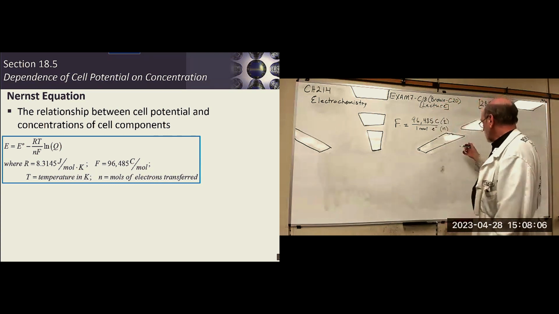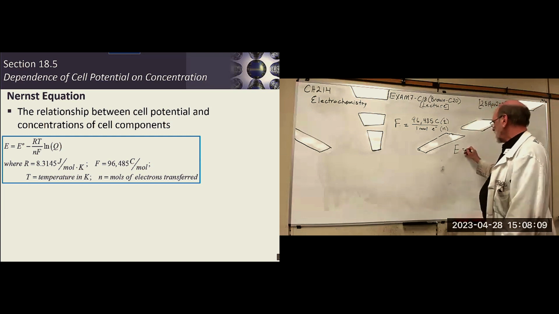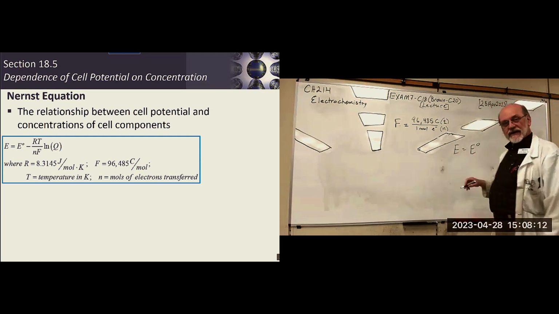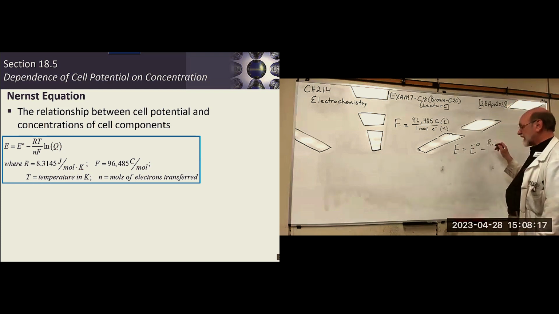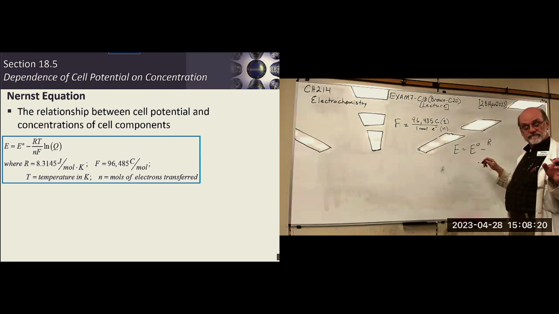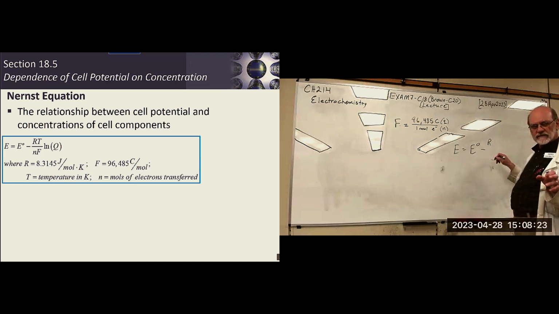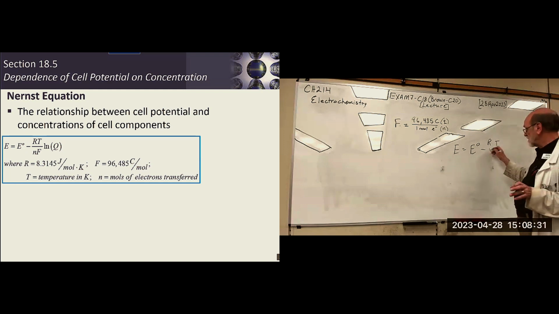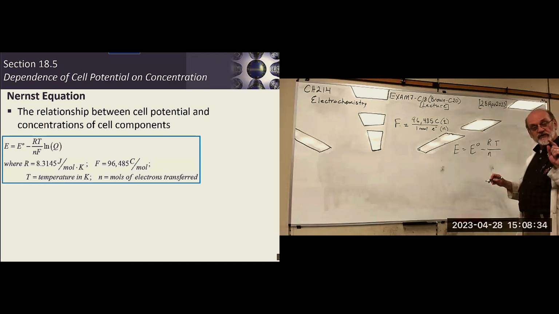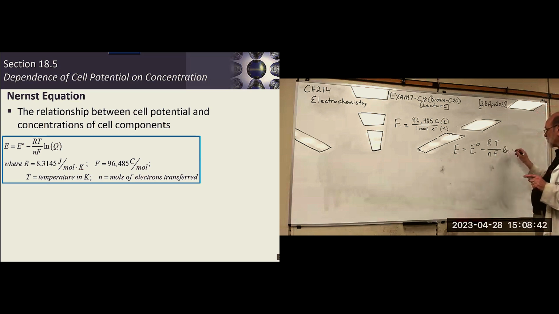All right, so it would look like this. The actual cell potential is equal to the standard cell potential, and then we modify it with the gas constant, 8.3145, there you go. The temperature in Kelvin, the number of moles of electrons transferred, and the Faraday constant. That accounts for the coulombs. And then you need the natural log of Q.